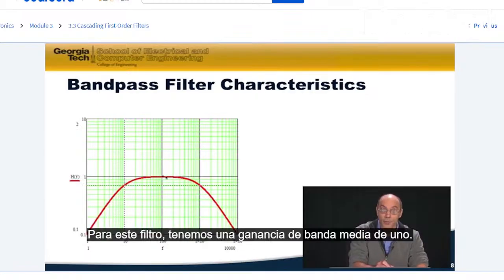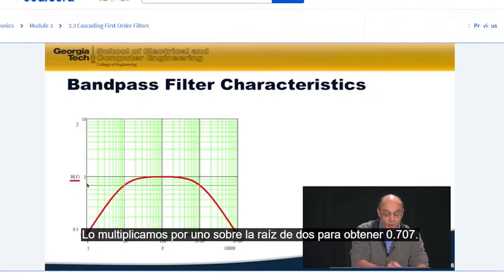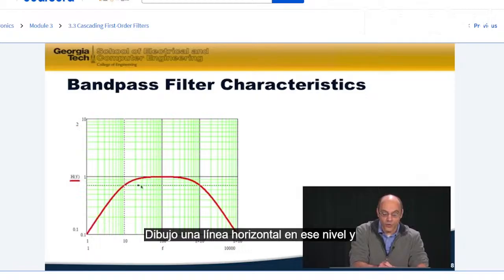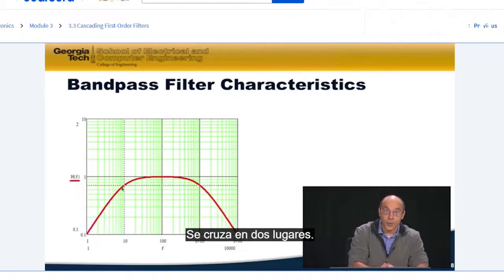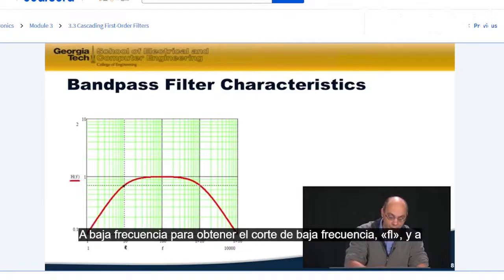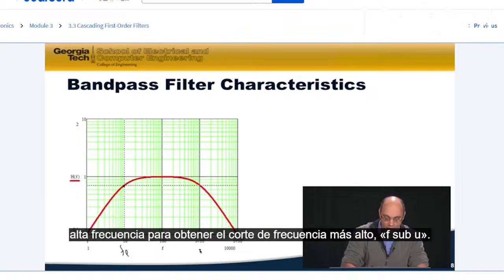For this filter, we have a midband gain of 1. We multiply that by 1 over root 2 to get 0.707. I draw a horizontal line at that level and find the intersection of that line with the Bode magnitude plot. It intersects in 2 places. At a low frequency to give us the low frequency cutoff, FL, and at a higher frequency to give us the higher frequency cutoff, F sub U.